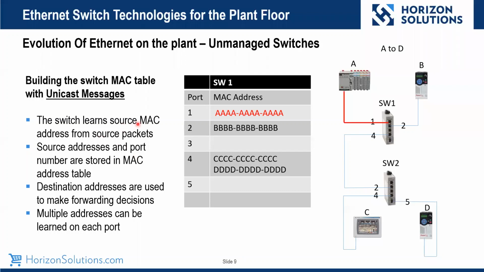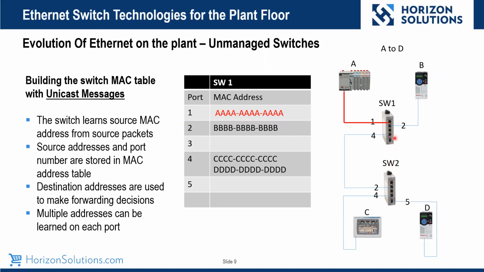The first rule is the switch learns the source MAC address from the source packet. So when it gets to the switch, it says, I know A is now on port 1, so I fill in my table. Again, our goal is to get to D. The next thing is multiple addresses can be learned on each port. You see on port 4, it knows that down the road I have CCC and DDD. If this was a 16-port switch, I could have a list of 15. So switch 1 knows what's on the rest of the network.